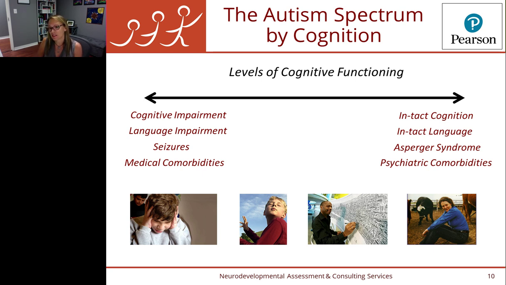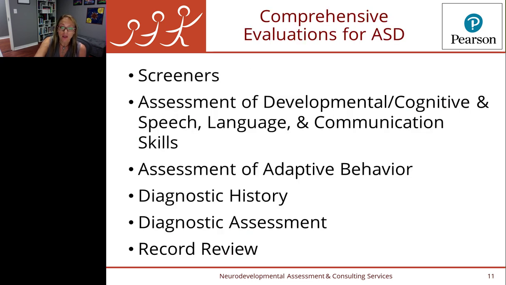And that's when you can see higher psychiatric comorbidities like anxiety and depression, and even suicidality. So when we're conducting an evaluation for autism, it's very comprehensive and multidisciplinary. I am a psychologist. I can only do so much of the evaluation with my expertise.